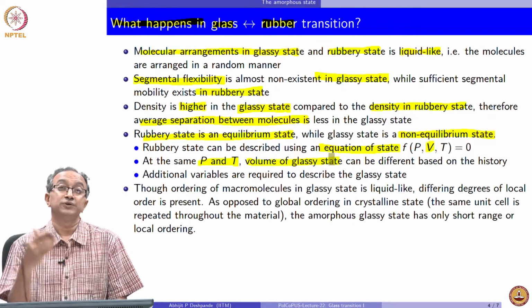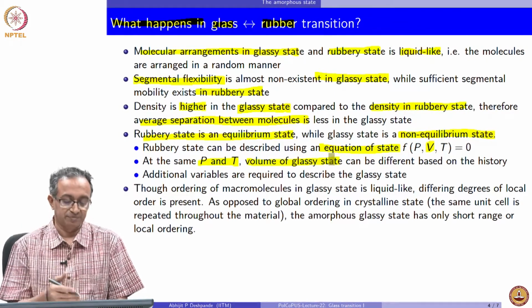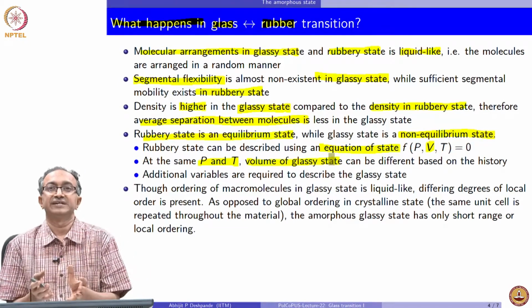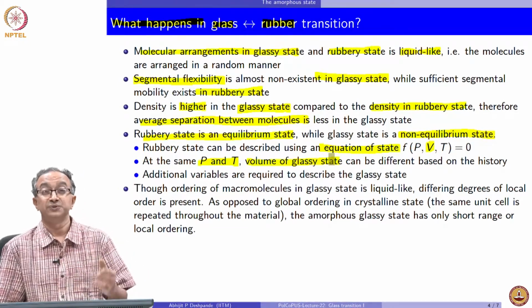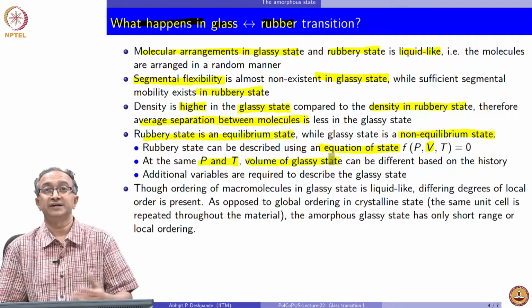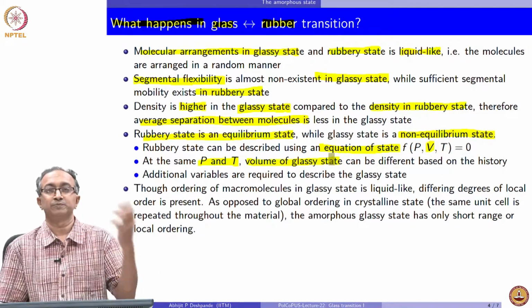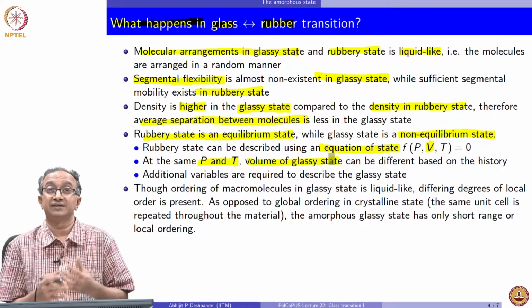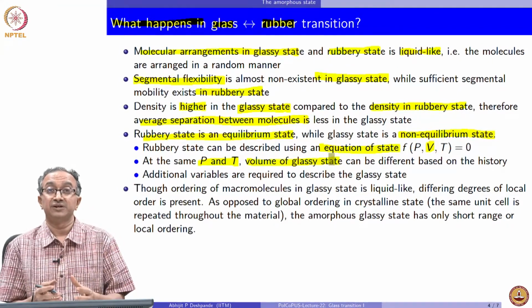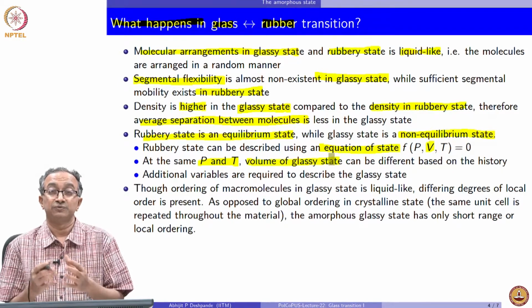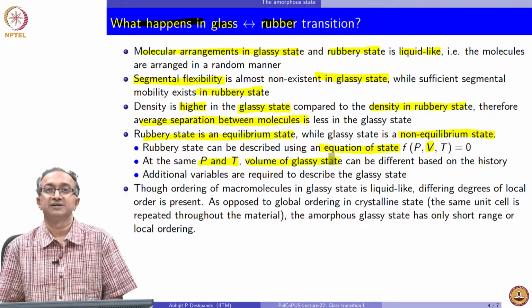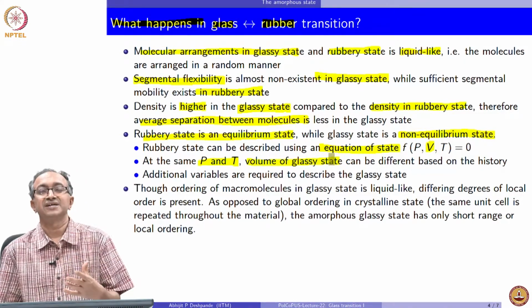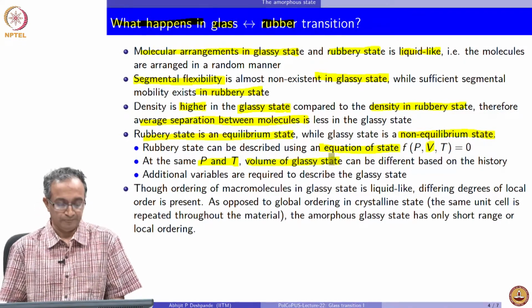If I use two different cooling rates and arrive at the same pressure and temperature, let us say atmospheric pressure and 25 degrees Celsius, but I use different ways of cooling and subjecting the material to pressure, and therefore there is a different thermal and mechanical history, the volume will be different. This is another indication of the state being a non-equilibrium state.